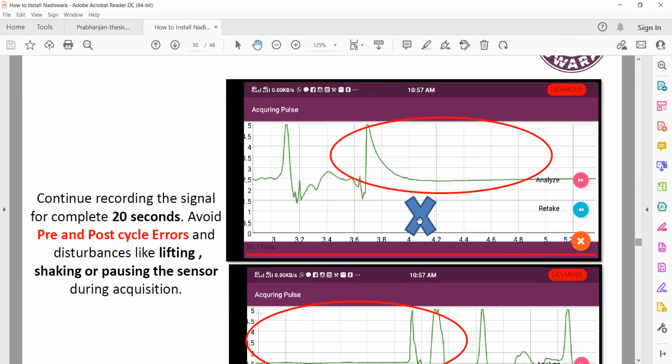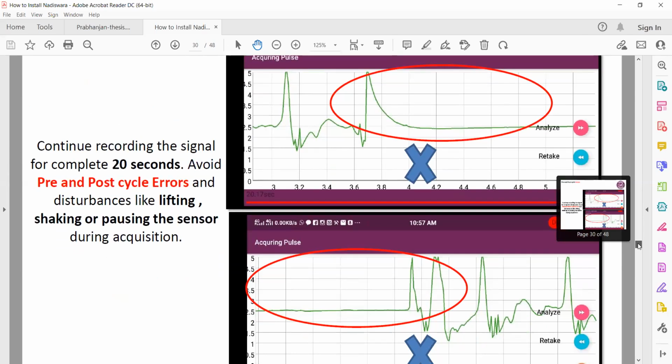And here is another case where the person has recorded only till here. After this, he didn't record the data. Now, if I send this signal, it will throw an error because we have only lesser information. With lesser information, we cannot predict accurately. We cannot predict exactly the patient's problem. We need more data. We need more samples.